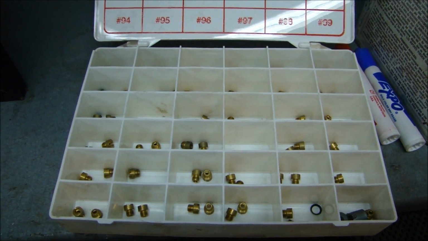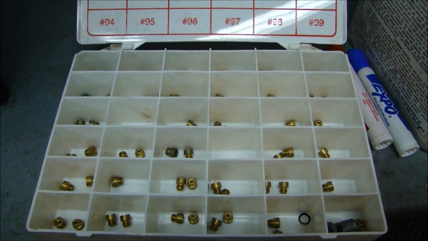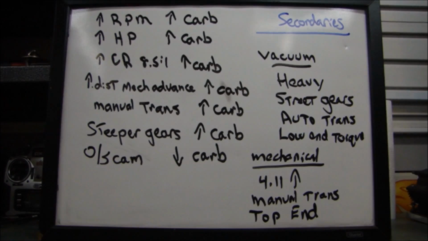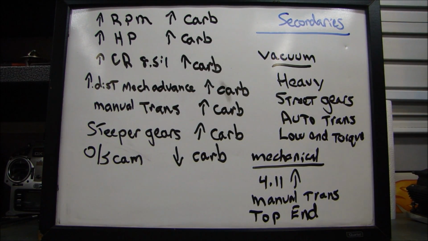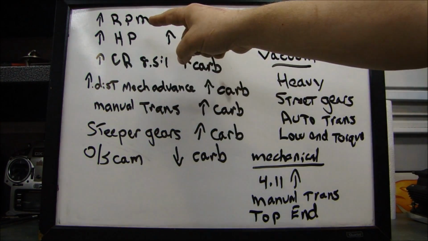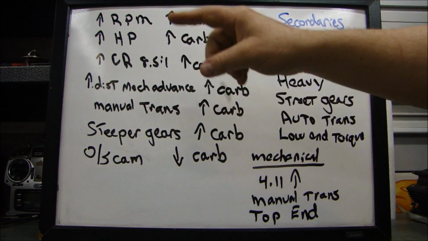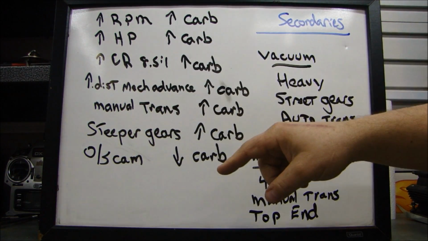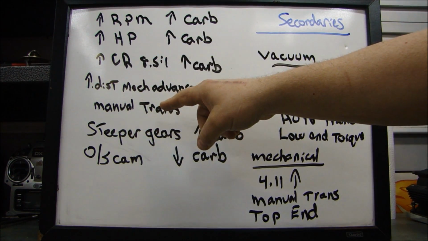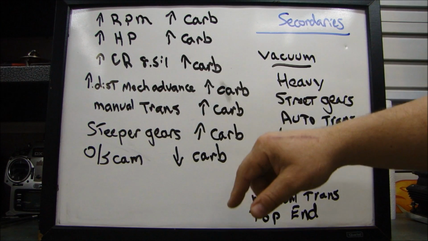So let's close this up by giving you some rules of thumb, and then we'll talk about the fuel pumps. Here are some more summary points that will help you select your carburetor. Higher RPMs require a bigger carb. More horsepower, go with a bigger carb. If you have a higher compression ratio, higher than 8.5 to 1, go with a bigger carb.